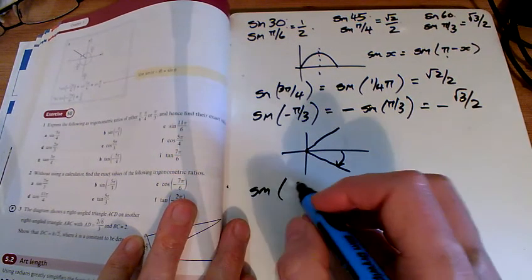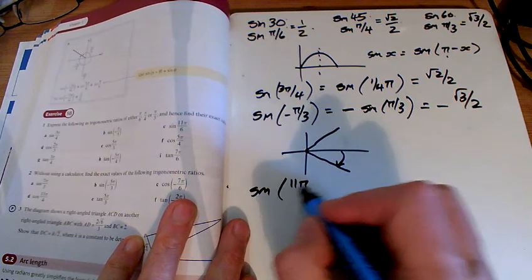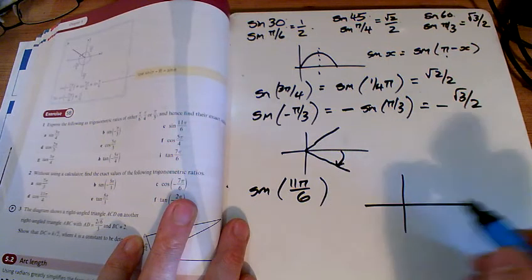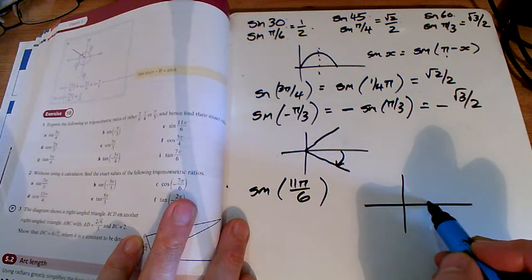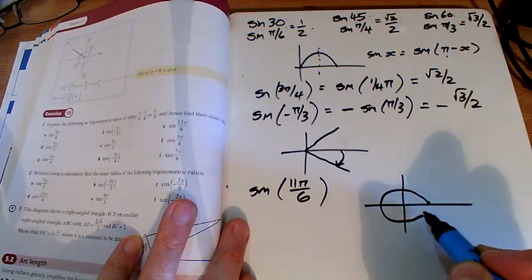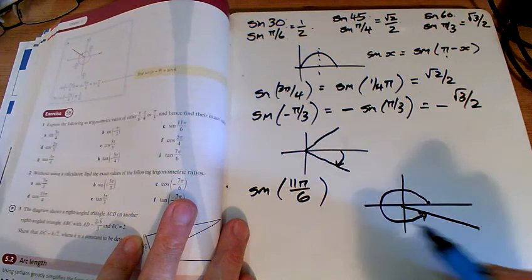And the sine of 11 pi over 6. So we're trying to think what 11 pi over 6 would look like. It's almost all the way around, isn't it? It's almost all the way around to about here. It's not quite 2 pi.